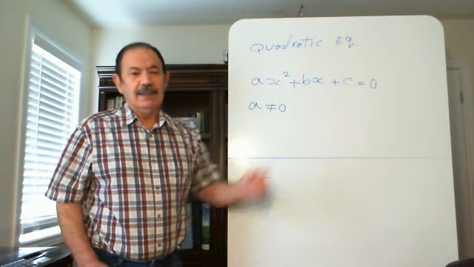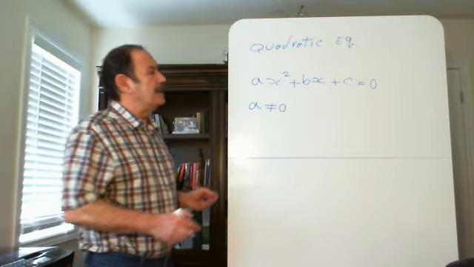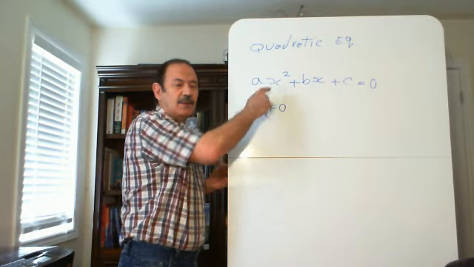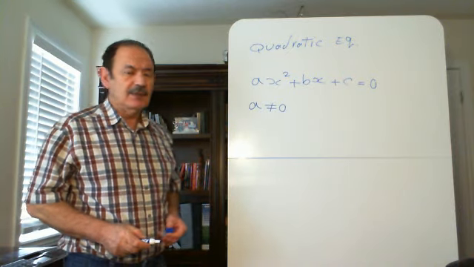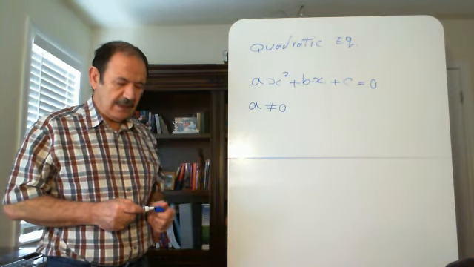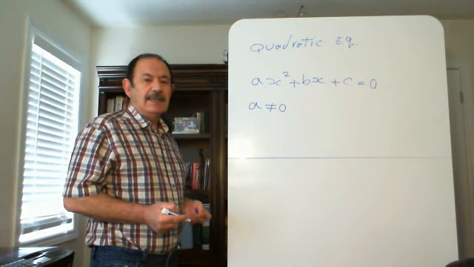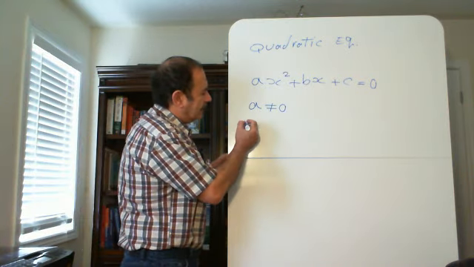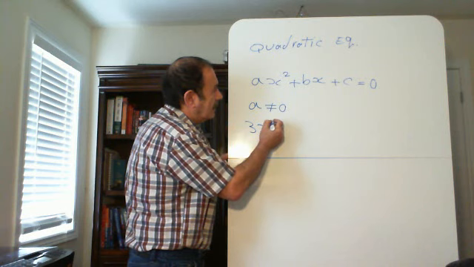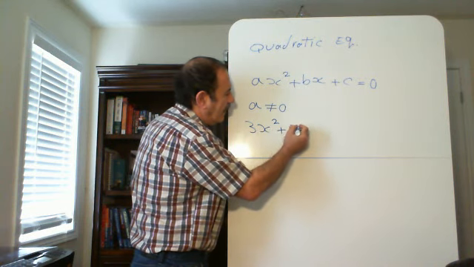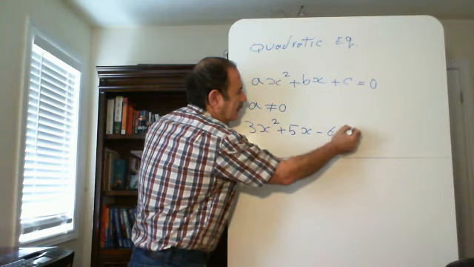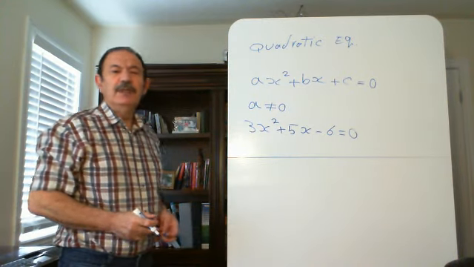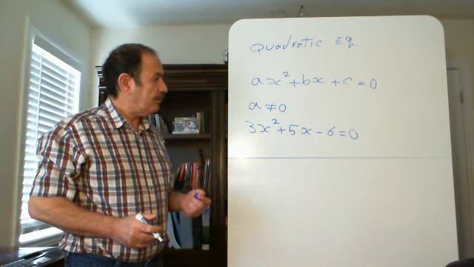This equation is a second degree equation. Why? Because the highest exponent of x is 2. So we can call it second degree equation or quadratic equation. Example of quadratic equation: 3x squared plus 5x minus 6 equal to 0. This is an example of quadratic equation.